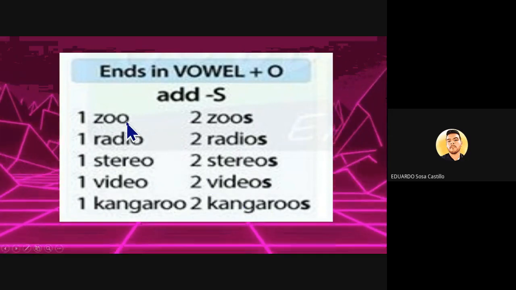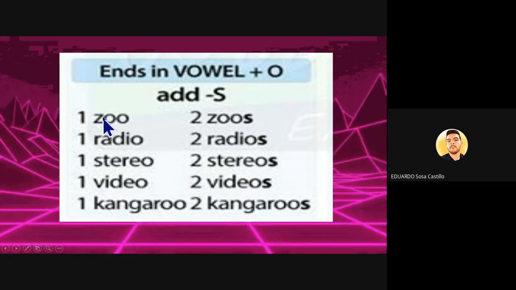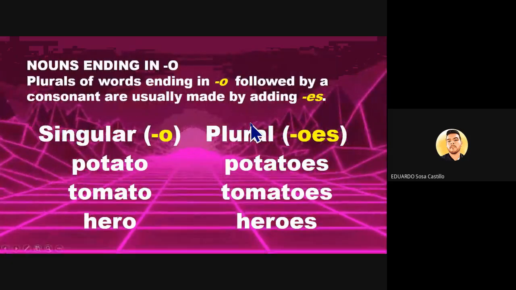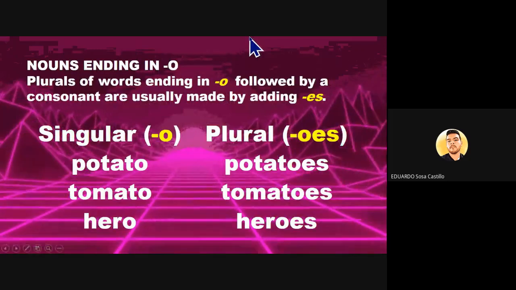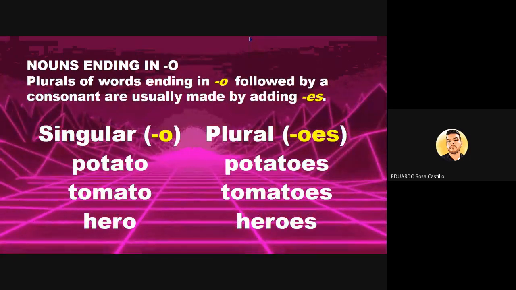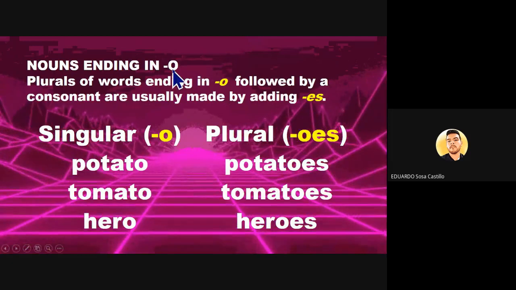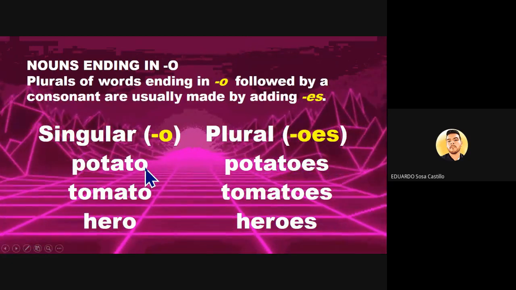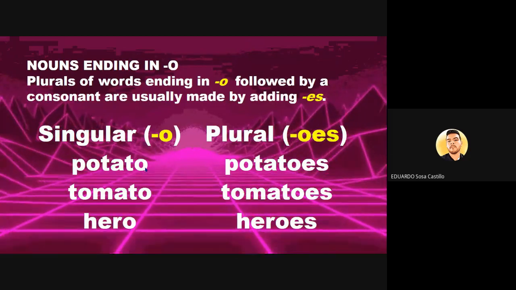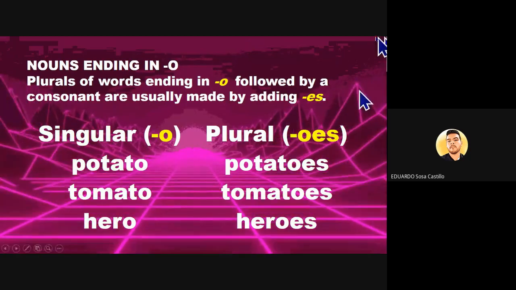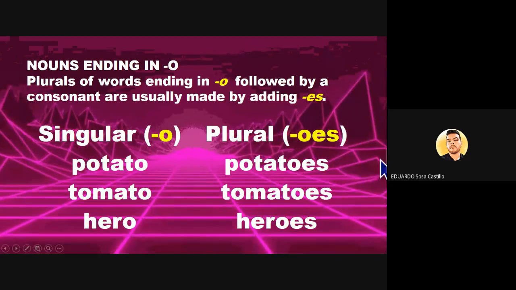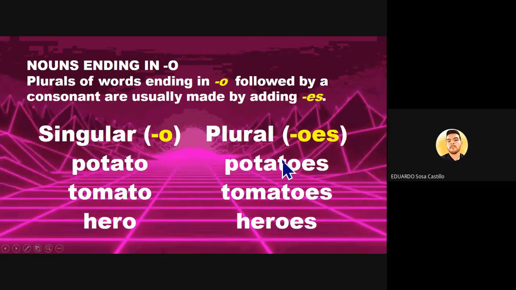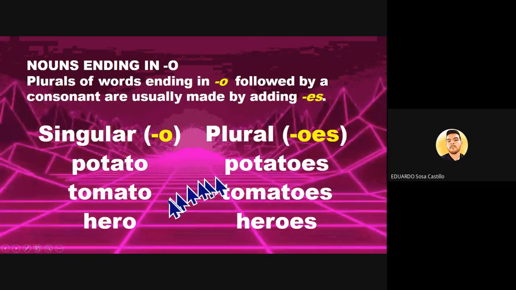So remember, we have a letter O, but before there's a vowel, just S. But the story changes when, listen to what I'm going to say in this moment, pay attention to this. When we have a letter O at the end of the word, maybe it's probable that we have to add ES. For example, potato changes to potatoes, right? And tomato changes to tomatoes, hero to heroes.